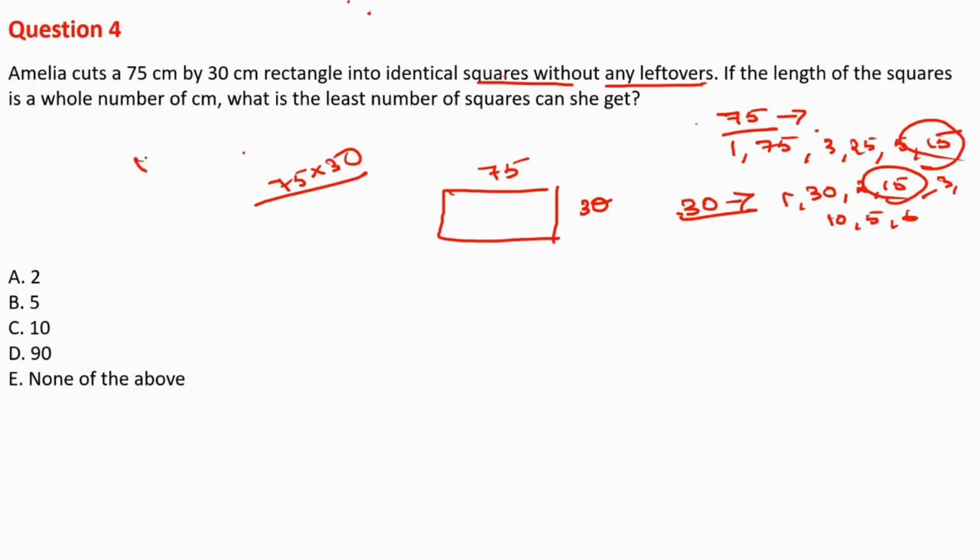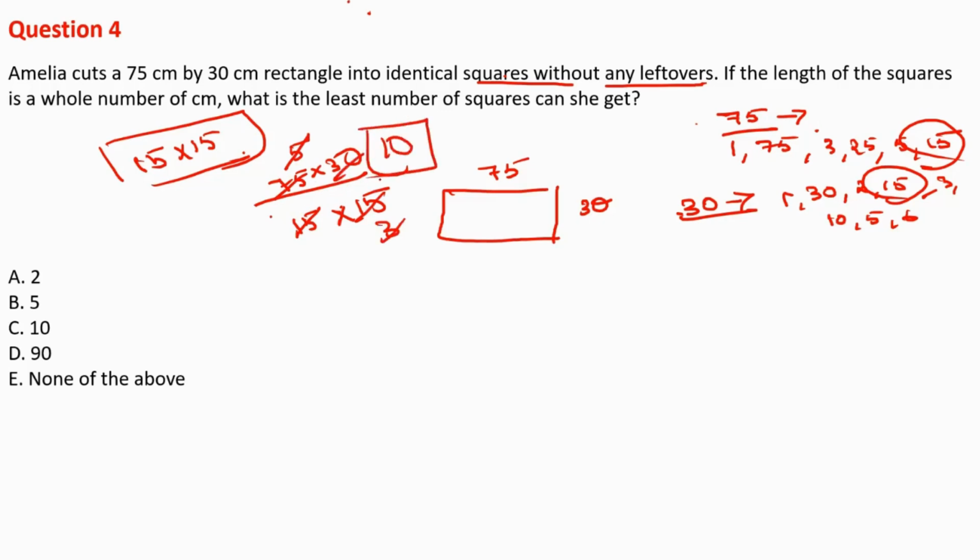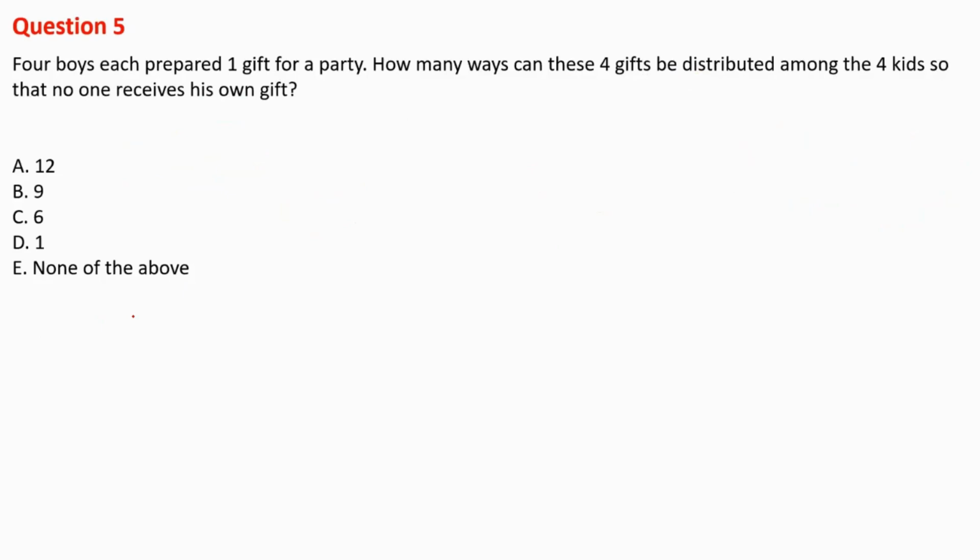If the side of each square is 15, then the area of each square that we are cutting out is 15 by 15. The total area was 75 into 30. The area of one square that is being cut out from the entire figure is 15 into 15. So if we simplify this, 15 5s are 75, 5 3s are 15, 3 10s are 30. That means the least number of squares you can get is 10, option C being the answer.